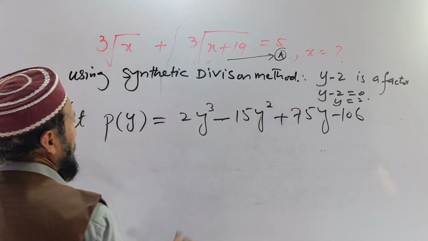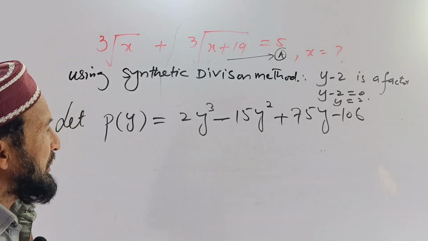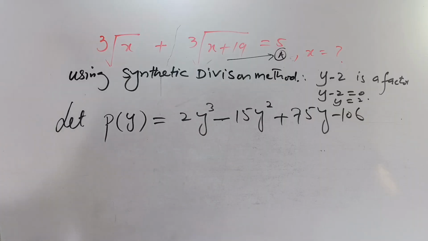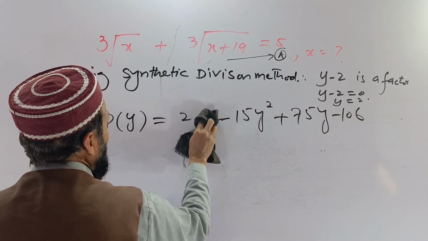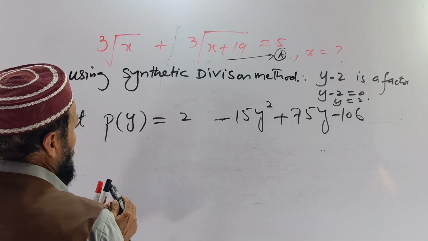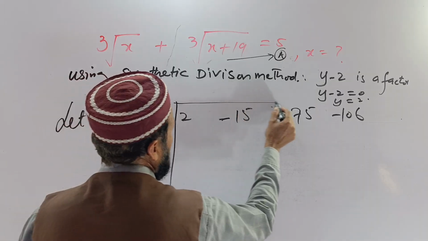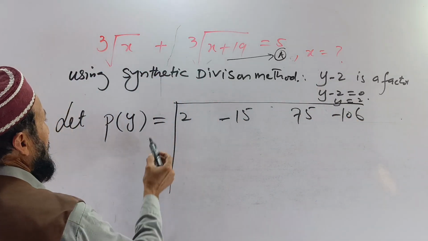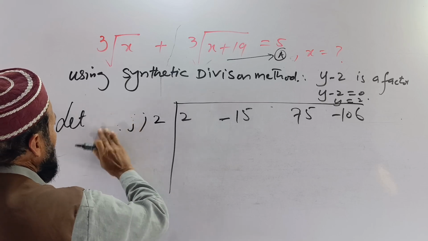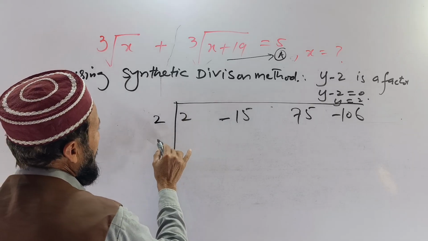In this method we take the coefficients of the highest power of the variable, which here is 2, and the other terms. So we try to do it by the synthetic division method. We have already taken y equal to 2.